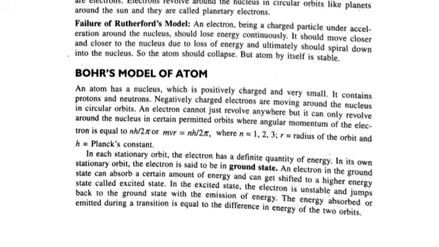In each stationary orbit, the electron has a definite quantity of energy. In its lowest stationary orbit, the electron is said to be in the ground state. An electron in the ground state can absorb a certain amount of energy and get shifted to a higher energy state called the excited state. In the excited state, the electron is unstable and jumps back to the ground state with the emission of energy. The energy absorbed or emitted during a transition is equal to the difference in energy of the two orbits.